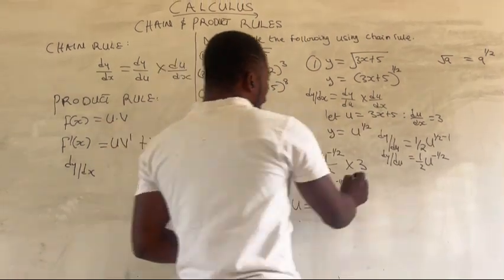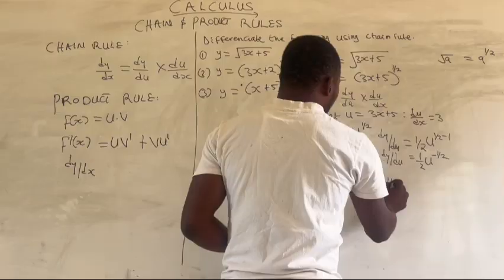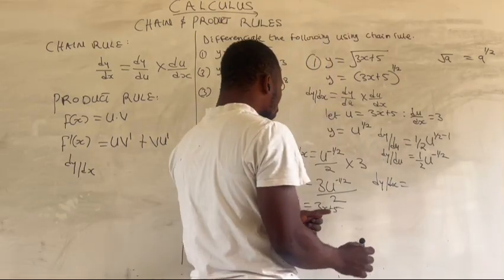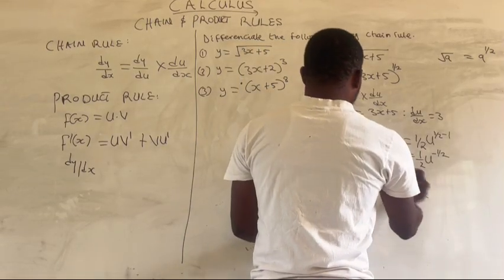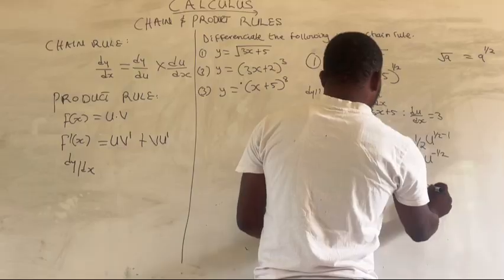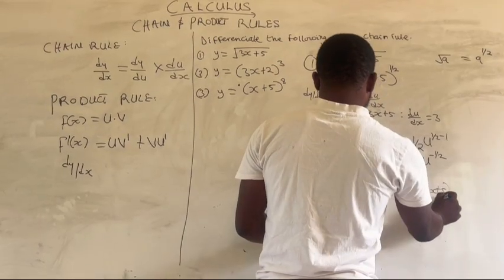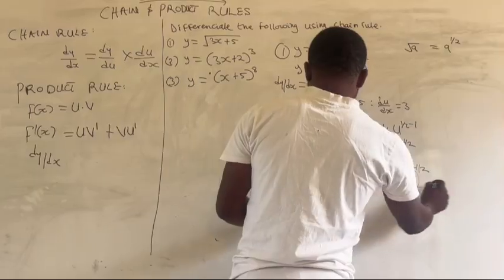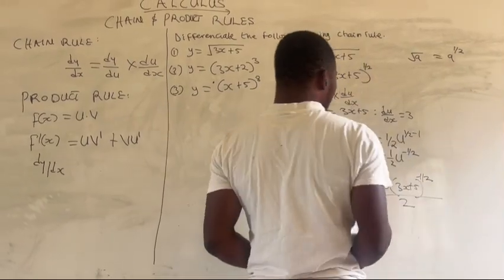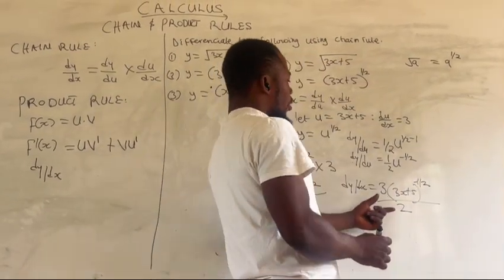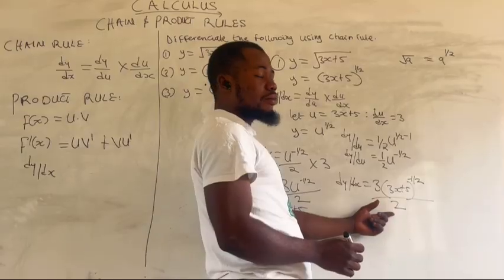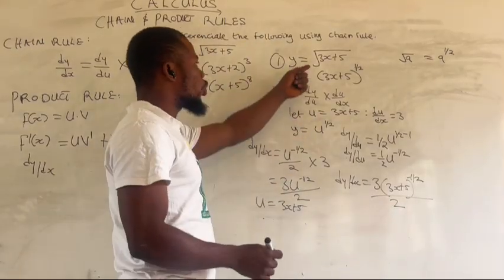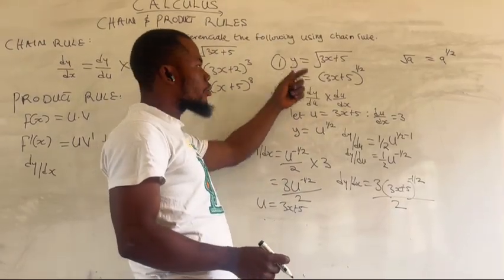So finally, our dy dx will now be equal to 3 into 3x plus 5 raised to the power of minus 1 all over 2, everything divided by 2. So this is our final answer using the chain rule to solve this type of question.